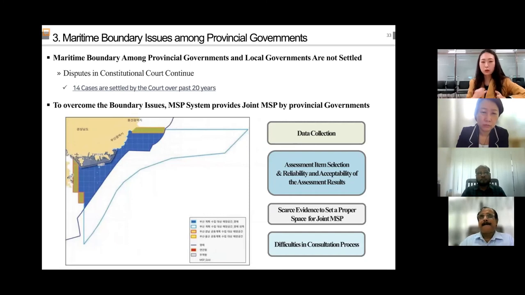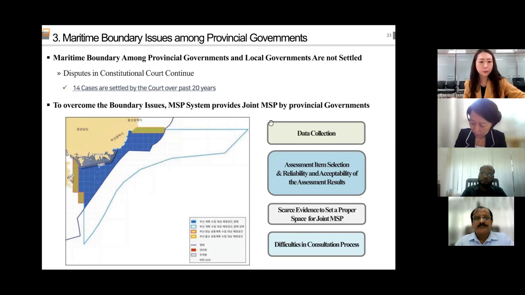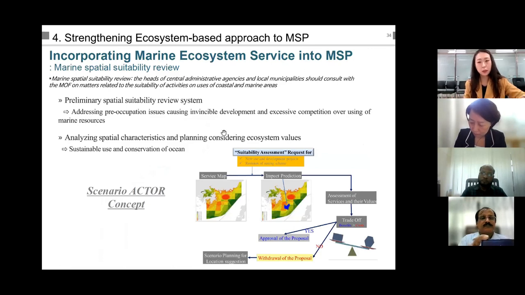Now the next issue is the maritime boundary issue. In Korea, among provincial governments, there are some cases where the maritime boundary is not clearly defined. Only with a clearly defined maritime boundary can each provincial government come up with their own marine spatial planning. In order to overcome this boundary issue, two provincial governments can jointly develop MSP through a system. We call it a joint MSP. However, the approach to developing this joint MSP, future direction, and next steps are not clearly specified in institutions. So this is something that we need to improve upon as well.